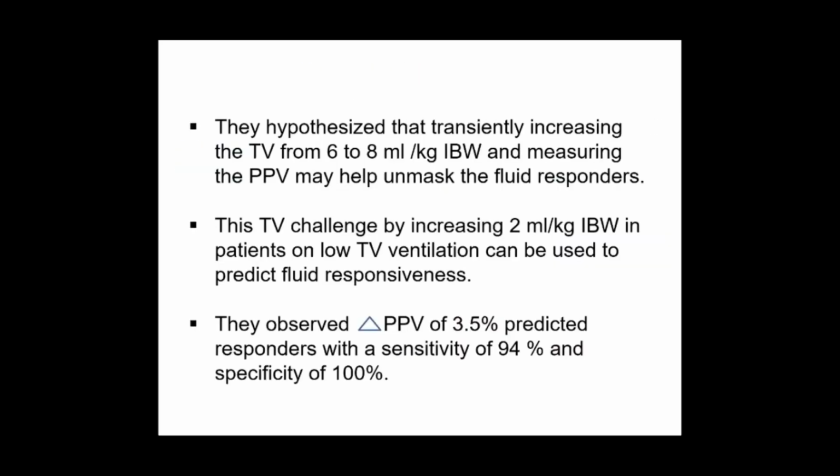So what did it mean? 3.5 means that, say the PPV was a certain value at 6 ml per kg IBW, and when we increase transiently to 8 ml per kg, and after 1 minute we measure the PPV, then the change has to be 3.5% in order to predict the patient as a fluid responder. And the sensitivity of this 3.5% delta PPV change was 94% with a specificity of 100%. So in this way we can overcome that limitation.